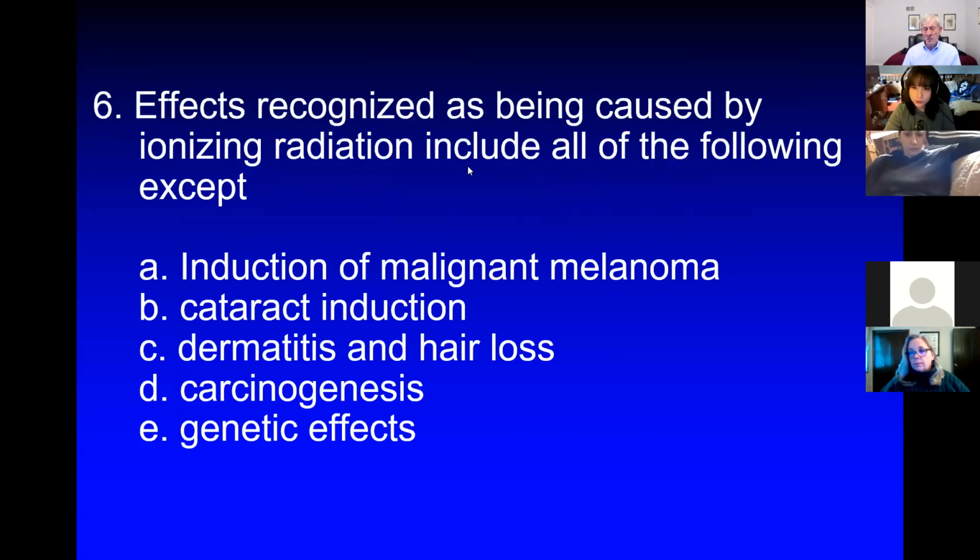Effects caused by ionizing radiation include all of the following except which one? That would be choice A. I didn't mention cataract induction at all, but cataracts have been caused by ionizing radiation. And in fact, a colleague of mine, a physicist, was working with a laser beam and accidentally looked into a live laser beam at the age of about 25. And within a year, he developed cataracts that had to be surgically removed. So the correct answer here is malignant melanoma is caused by ultraviolet radiation from the sun and not at all by ionizing radiation.